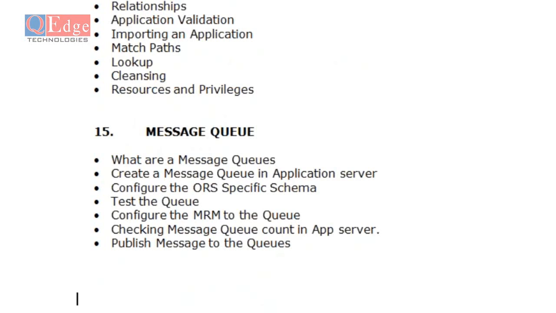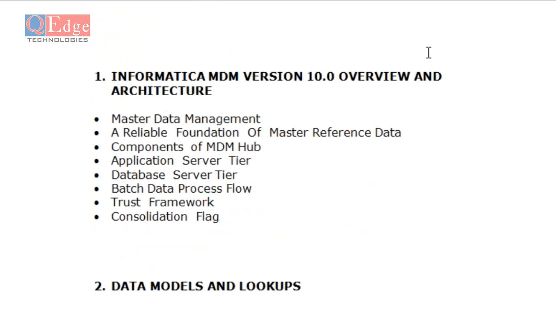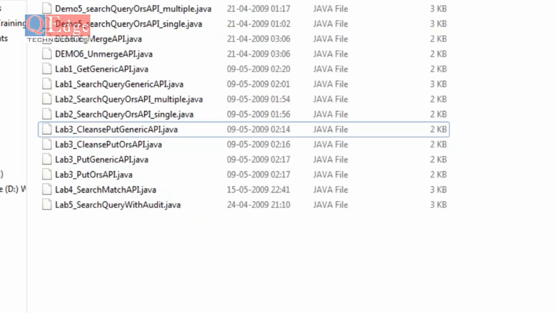I'm going to tell you how you can create a message queue, how you can configure a message queue, how you are going to publish a message to the message queue, how you are going to read a message from the message queue. I'm going to tell you all of that. So that's pretty much it from the course contents. I'll also show you the installation steps, and also how to create a particular ORS, operational reference store. So that's it from the course contents.